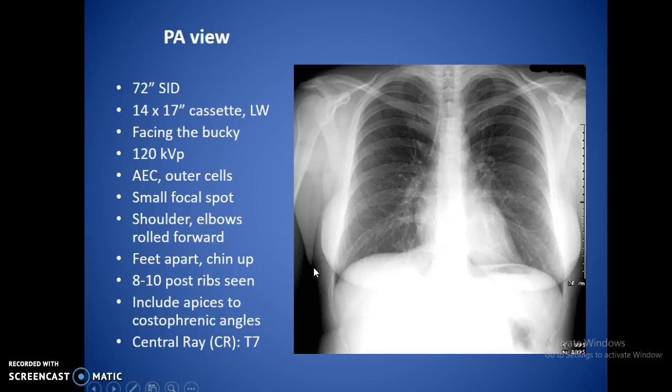It's our basic look at most of the exams. We'll have one sheet on it that has most of the information, so these are going to be important. Make sure you're at a 72-inch SID. That's the source to image distance. That means how far away the tube is from the patient. It's going to be a 14 by 17 cassette.